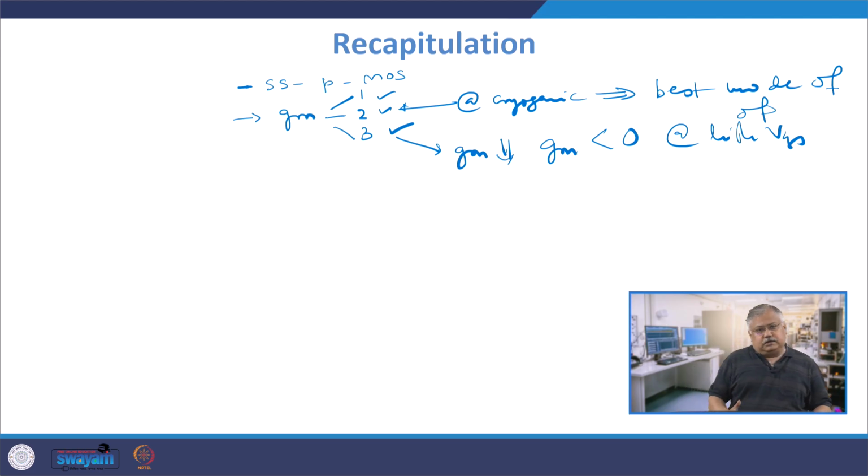So, we learned two things. The takeaway is that if you want to work at 4.2 Kelvin, the best operating condition in terms of input gate voltage is around 0.2 to 0.3, assuming that is where your threshold of the device is, right.